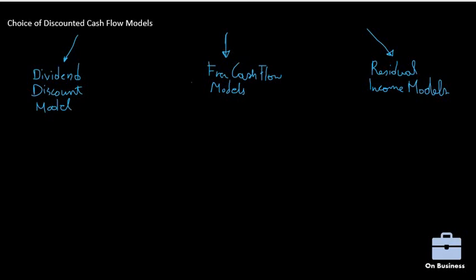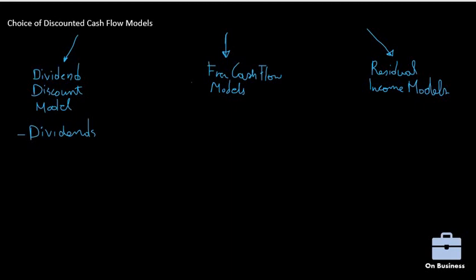This video is about equity valuation. When I want to value the equity of a firm, I want to decide on a cash flow model if I'm doing the intrinsic valuation, whereby I'm using discounted valuation. So I have three options: the dividend discount model, the free cash flow models, and the residual income models. The first one assumes that the cash flows the equity investors will receive in the future are the dividends.